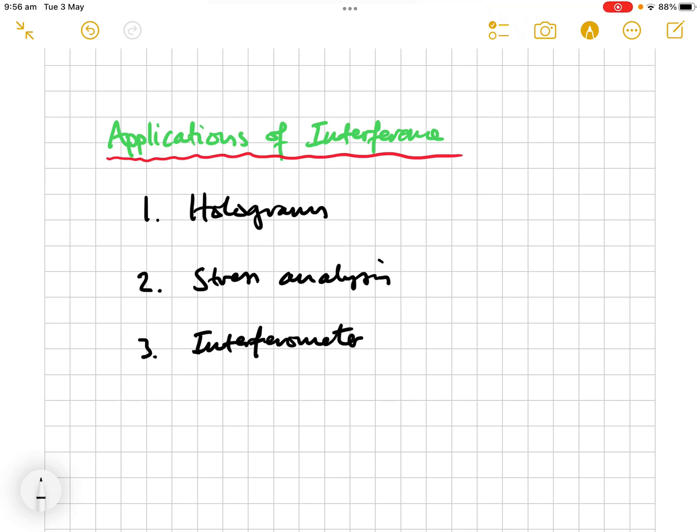And that brings us to the end of 2.5, Interference and Diffraction, Part 2.